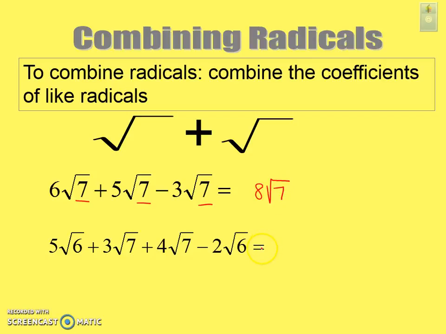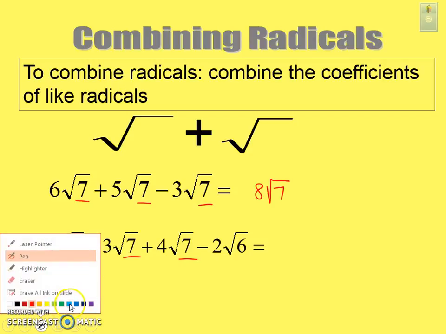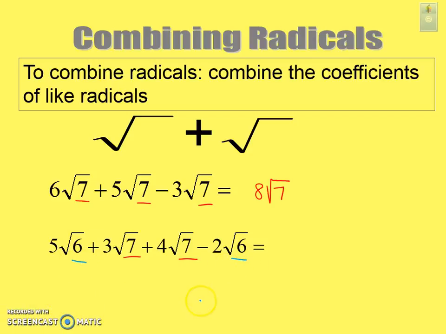In this next example, we see that there are a couple of different radicals. We have the square root of 7, and then here we have the square root of 6. So we're only going to combine the ones that are alike. 5 square root of 6 minus 2 square root of 6 gives me 3 square root of 6. And then these two middle terms, 3 square root of 7 plus 4 square root of 7, gives me a 7 square root of 7. And from there, since these two radicals are not the same, then we can't combine them, and this is our final answer.